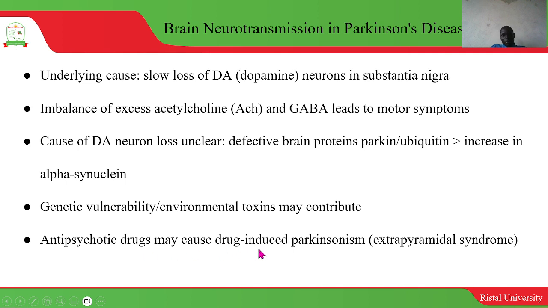Antipsychotic drugs have also been implicated here, in causing Parkinsonism, that is the extrapyramidal symptoms we see. So sometimes the mentally ill patients or the psychotic patients, once we put them on antipsychotic medication, especially the typical antipsychotics, you find most of those drugs have extrapyramidal side effects, and then you see this person is developing some tremors that are just a bit difficult to control.